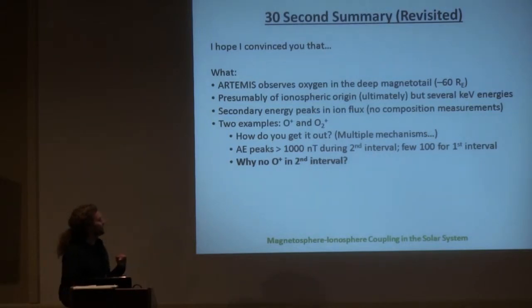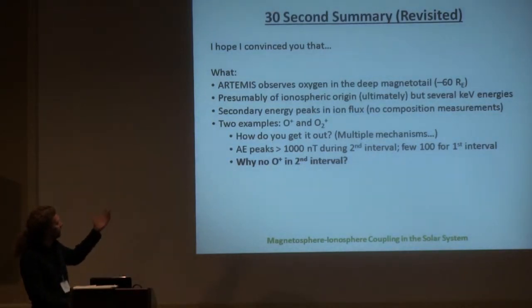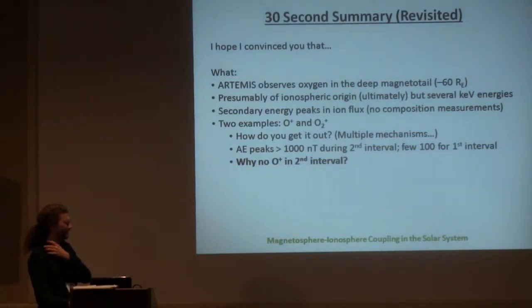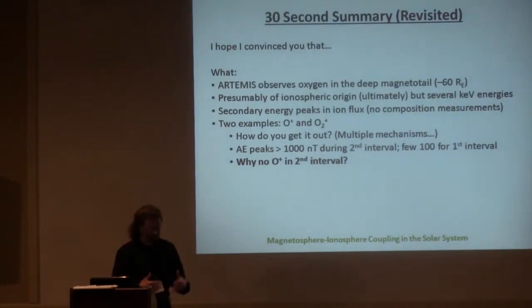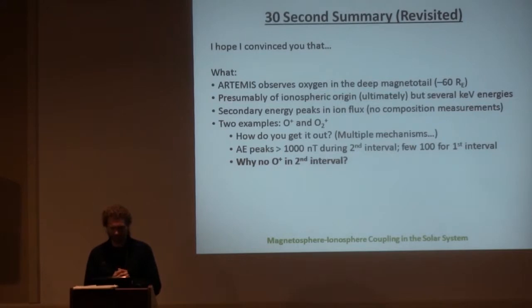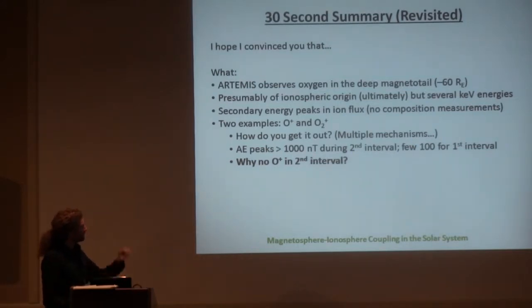So if we look at geomagnetic activity for these two intervals, especially for the second interval, where we see this nice clear, apparent O2 plus, it's about 1,000 nanotesla AE peaks, a little bit higher than that. For the first interval, we have more activity, a few hundred nanotesla. But what I thought was kind of weird is why do you see O2 plus in the second interval, but not O plus?